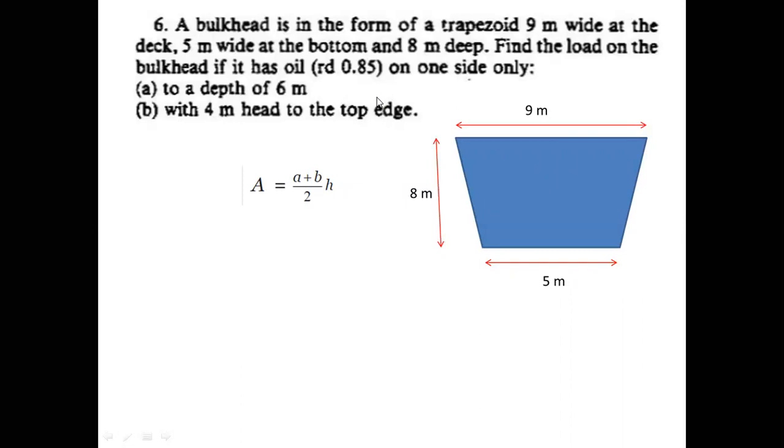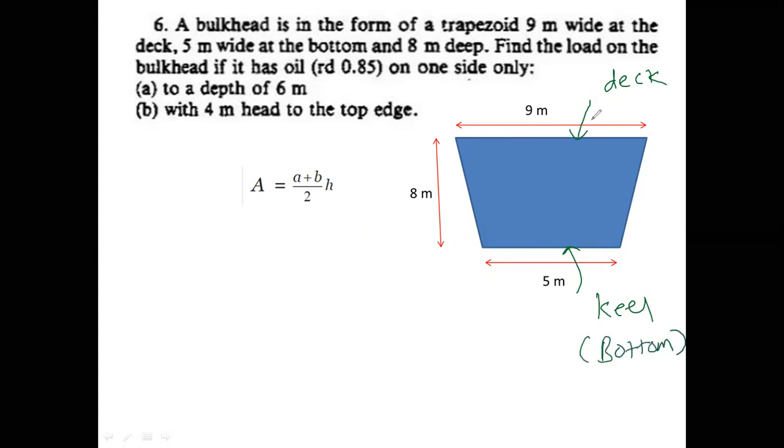Now read the question. A bulkhead is in the form of a trapezoid, which I have drawn here on the screen. You can see the trapezoid is there, 9 meter wide at the deck. So you consider this is the deck and this is the keel. So 9 meter at the deck, 5 meter wide at the bottom, means at the keel, and 8 meter deep. 8 meter deep means the depth of the bulkhead is 8 meter, which is given here.